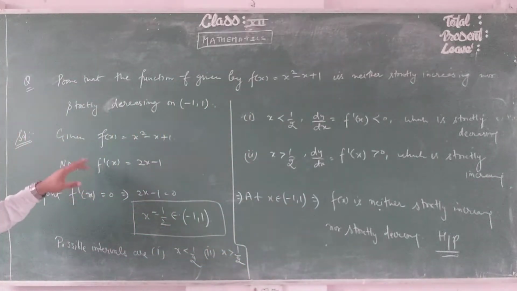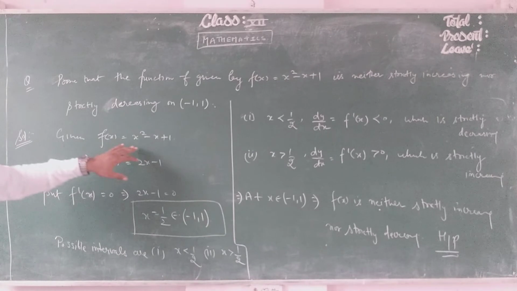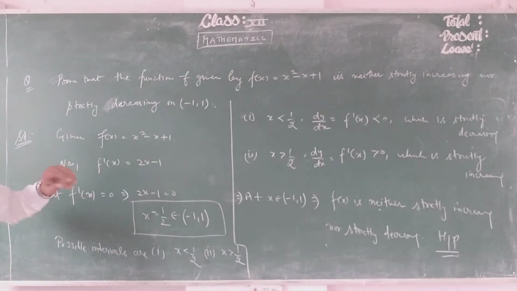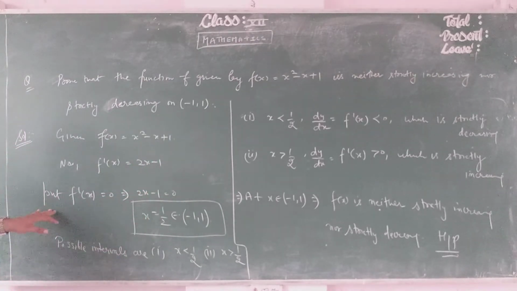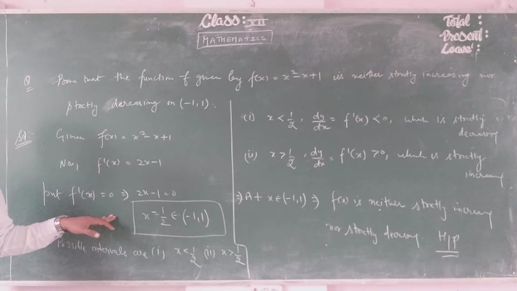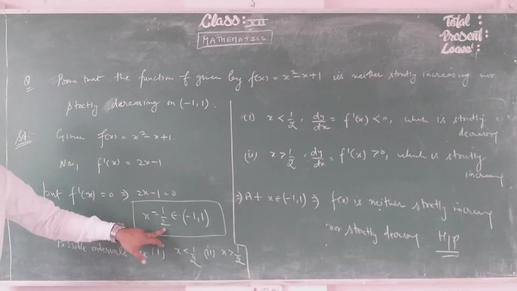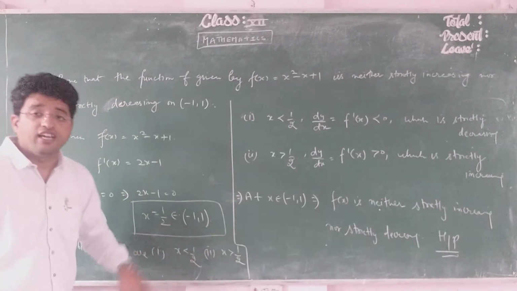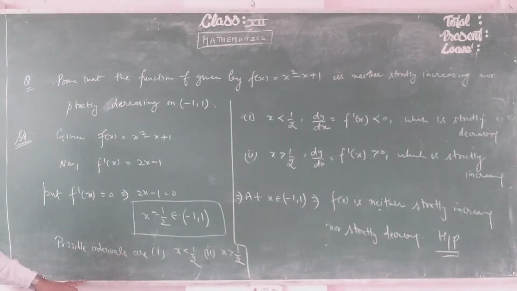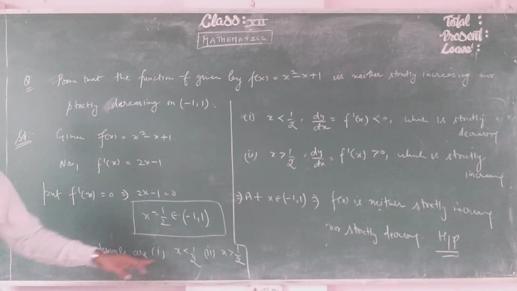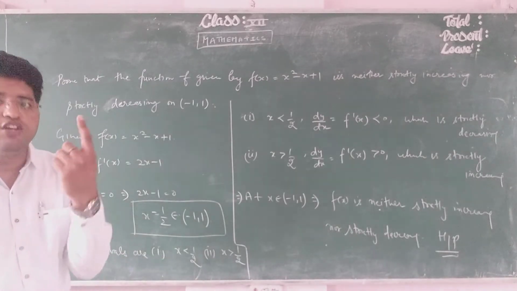the question right now, that is, f(x) is equal to x square minus x plus 1. So what is the slope of that? That is f dash x, of course, 2x minus 1. Put f dash x equal to 0, and we get the value of x, that is half, and that half belongs to that interval. So what are the possible intervals? First of all, you have to make the interval that is less than half and more than half, because we have only one value of x.